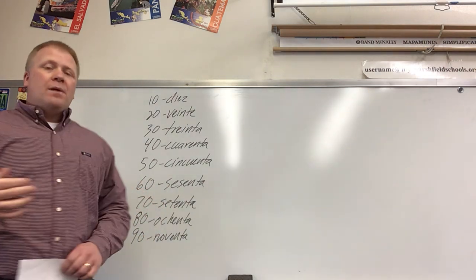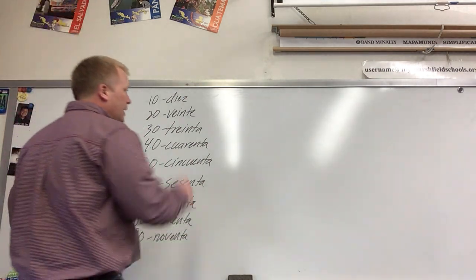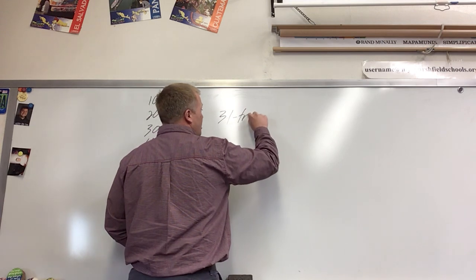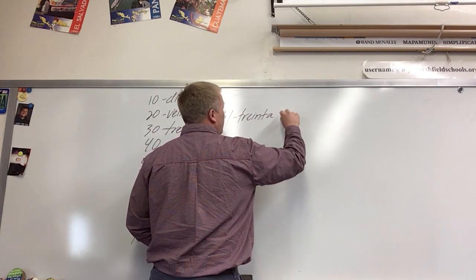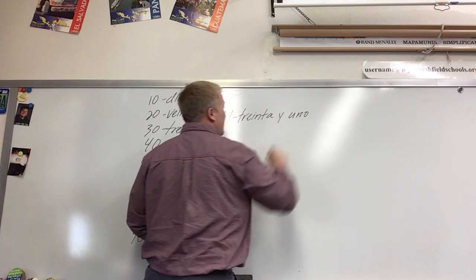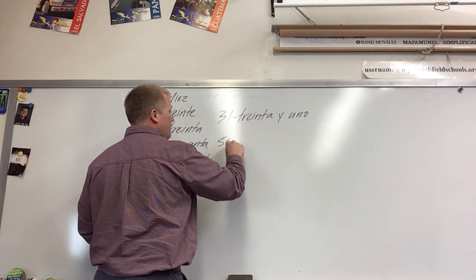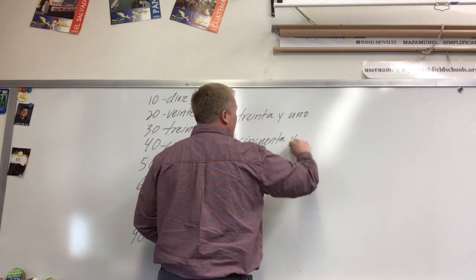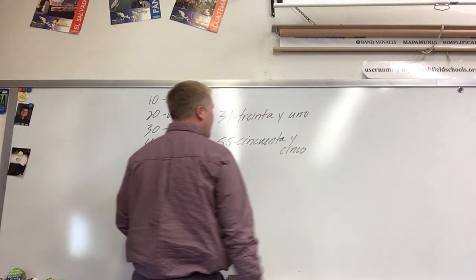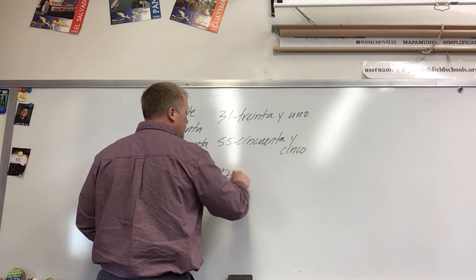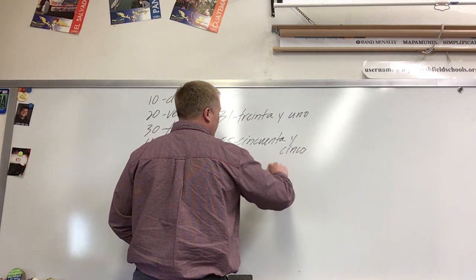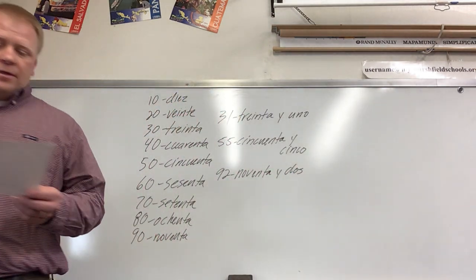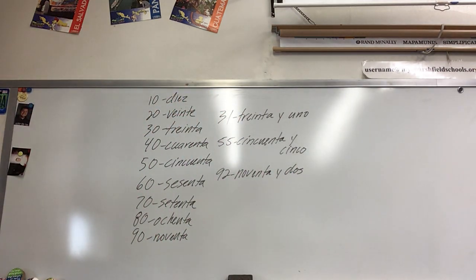So how do we form numbers higher than 31, 31 to 99? If we take the number 31, we take our tens number, treinta y uno, literally saying 30 and 1. Or if we take 55, cincuenta y cinco, 50 and 5. 92, noventa y dos. So you take that 30s, put the letter Y in there, and then dos.